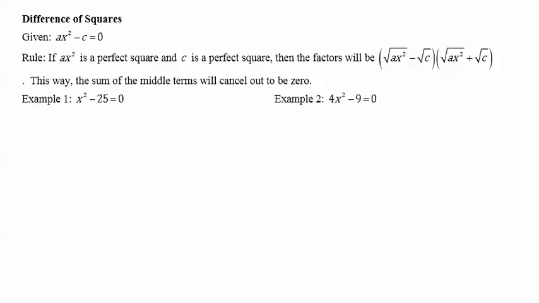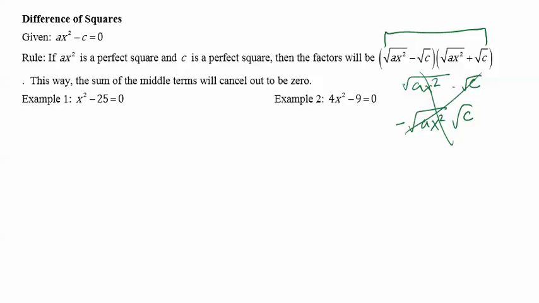If I look at the general form, if ax squared is a perfect square and c is a perfect square, then I take the square root of both of them and set the factors as opposites. One is the square root of ax squared times the square root of c, and the other is negative square root of ax squared times the square root of c. What's going to happen is both of these terms will cancel out when I add them together. So that's what happens with a perfect square.